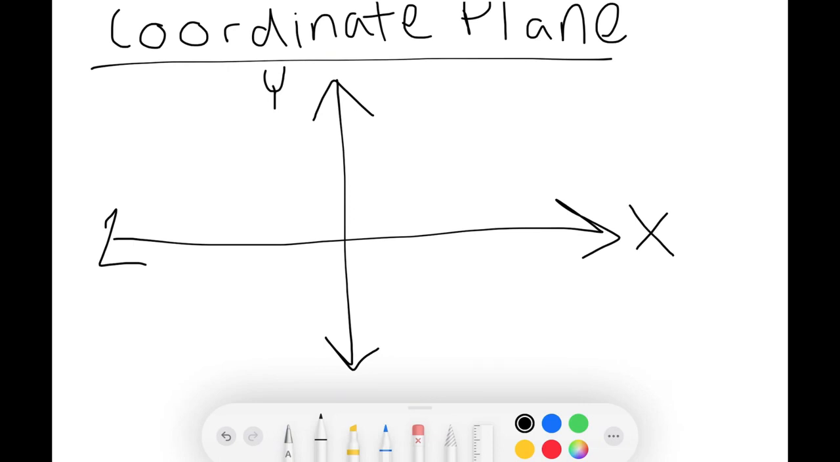And these two axes make up 4 quadrants, and they are labeled accordingly in counterclockwise. They're labeled from 1 to 4 in counterclockwise order. So this quadrant right here is quadrant 1. This quadrant is quadrant 2. This quadrant is quadrant 3. And this last one is quadrant 4.